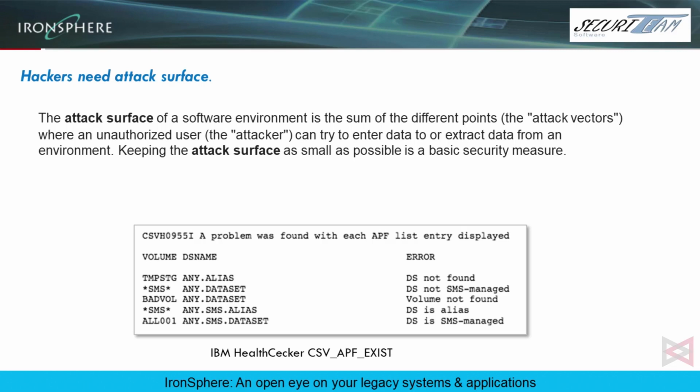A sample of an attack vector is the APF list, which is listed below on the screen. The APF list, which allows switching from problem mode to supervisor mode, is controlled in a way that can be used as an attack vector. Datasets in the list are not on the volume specified, do not exist, or have any other misconfiguration issues.